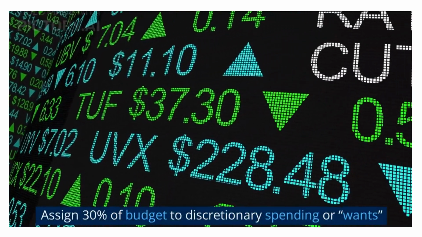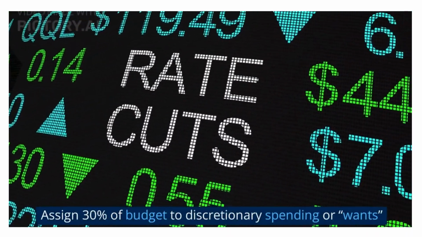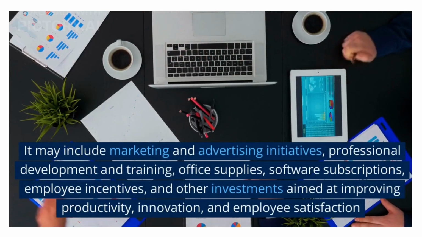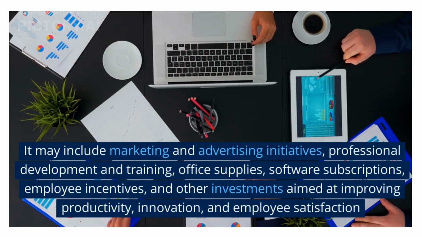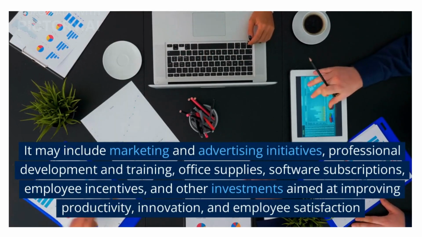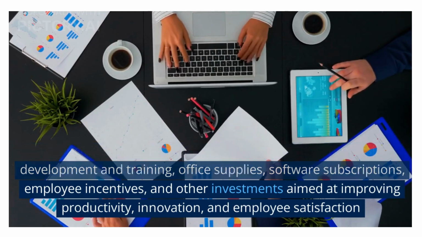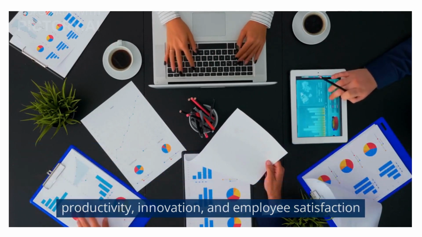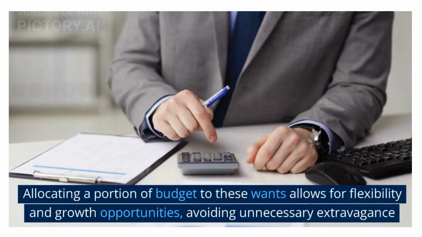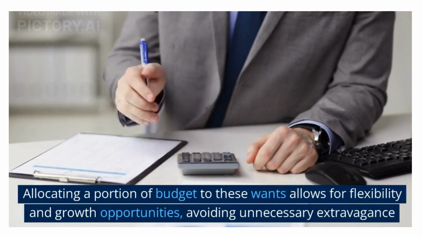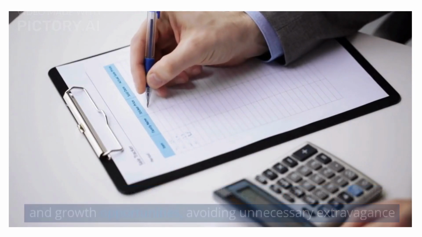Assign 30% of budget to discretionary spending or wants. It may include marketing and advertising initiatives, professional development and training, office supplies, software subscriptions, employee incentives, and other investments aimed at improving productivity, innovation, and employee satisfaction. Allocating a portion of budget to these wants allows for flexibility and growth opportunities, avoiding unnecessary extravagance.